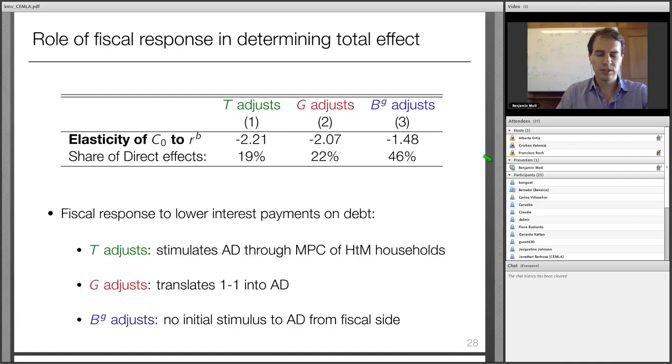But note that, and this is this number up here, even if fiscal policy doesn't give these transfers, so it just saves, you still get that the direct effects are less than half of the total effect. So sometimes people have this misconception that all that's going on in our model is fiscal policy masking as monetary policy, but it's not true, just to be clear.